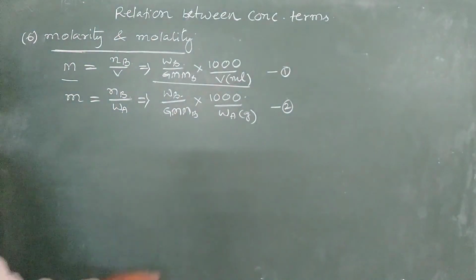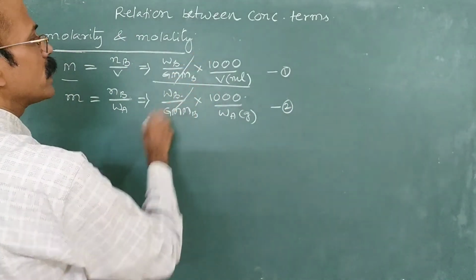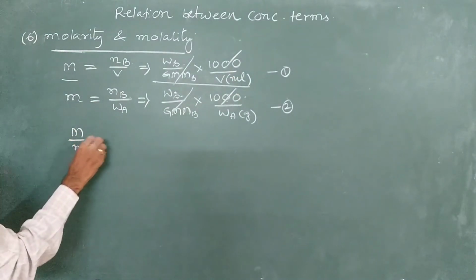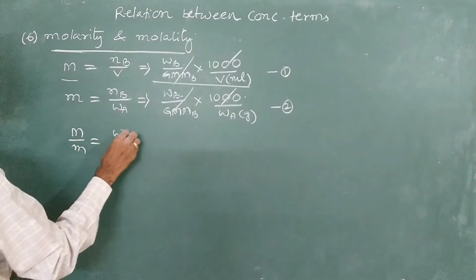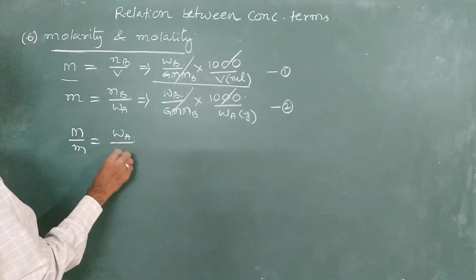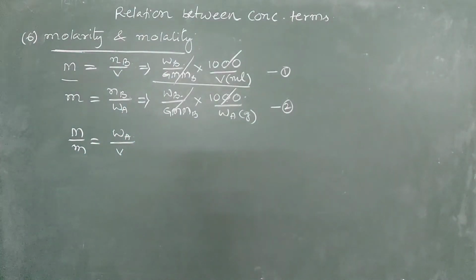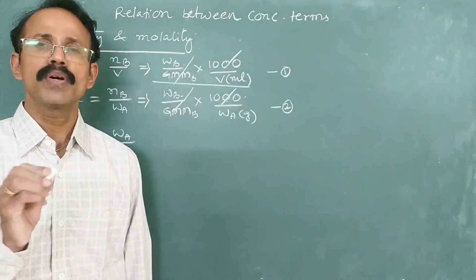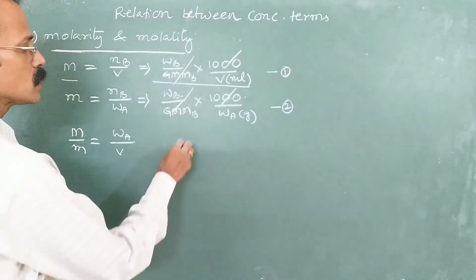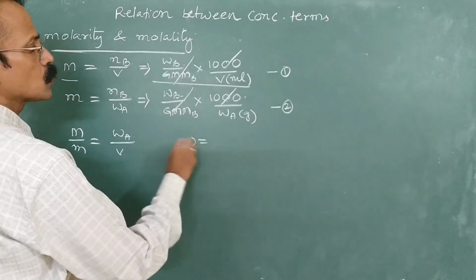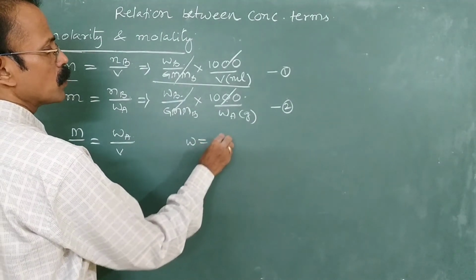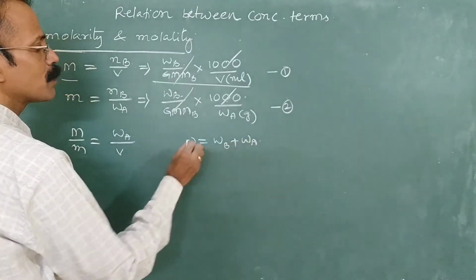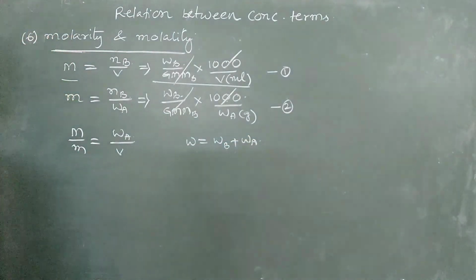Okay. So this term will be cancelled. Now what will you get? Molarity by molality is equal to mass of solvent divided by volume of the solution in milliliters, right? But we know mass of solution is equal to mass of solvent plus mass of solute. Mass of solute is WB, mass of solvent is WA. This plus this will be equal to total mass of the solution.